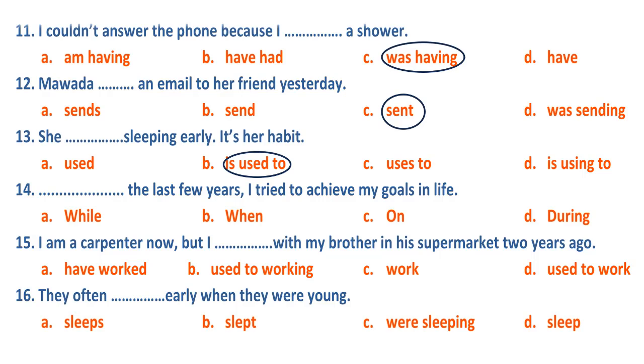14. The last few years I tried to achieve my goals in life. While, when, on, during. The right answer is D, during the last few years. 15. I'm a carpenter now, but I blank with my brother in the supermarket 2 years ago. Have worked, working, work, used to work. So the right answer is used to work. 16. They often blank early when they were young. Sleep, slept, were sleeping and sleep. So the right answer is B, slept.